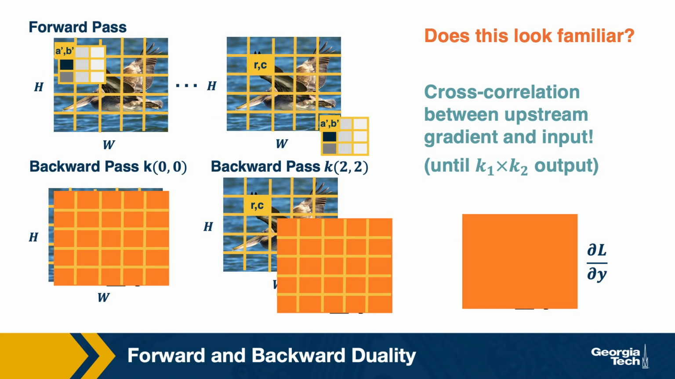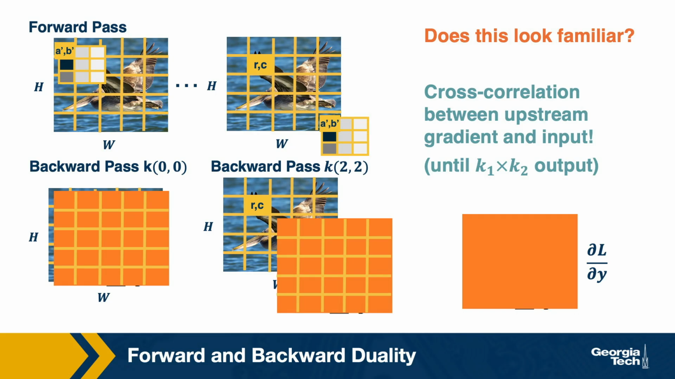This highlights it a little bit better. In the forward pass, we're striding this kernel across the image, and we have some particular kernel value that we care about, a prime comma b prime, and we want to compute the backward pass for that. When a prime comma b prime is 0, 0, this is showing the cross correlation we'll be doing. We're literally cross correlating the input and the upstream gradient, the partial derivative of the loss with respect to our output, which will be a matrix of size h by w. For the backward pass of k of 2 comma 2, this is showing what we're cross correlating.